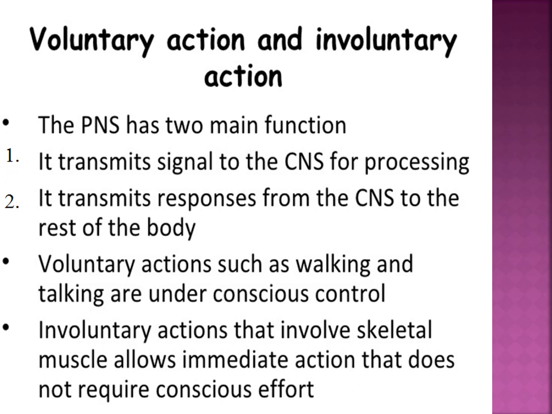Voluntary action and involuntary action. The peripheral nervous system has 2 main functions. First one, it transmits signals to the central nervous system for processing. Second one is, when the processing is done, then what will happen? It transmits responses from the central nervous system to the rest of the body. Clear? The 2 functions are, first, transmitting the signals to the central nervous system. Then what will happen in the central nervous system? Processing. Then it will transmit the responses from the central nervous system to the rest of the body.